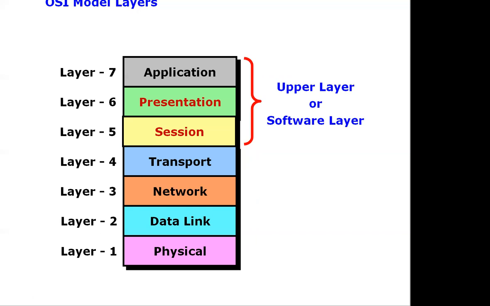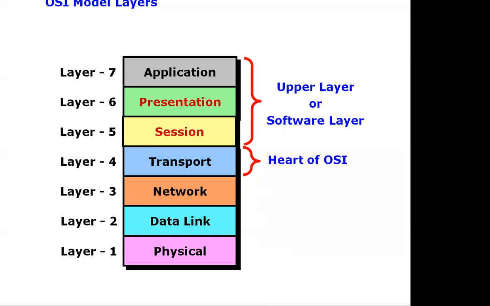Why? Because in these layers, all the work is done based on port numbers. In our last class, we discussed protocols: HTTP, FTP, SMTP, TFTP. All these protocols have port numbers. Port numbers are not a hardware part. That's why these 3 layers are known as software layers.